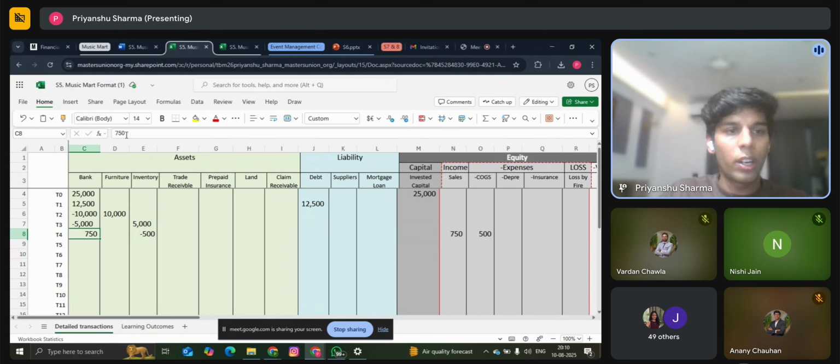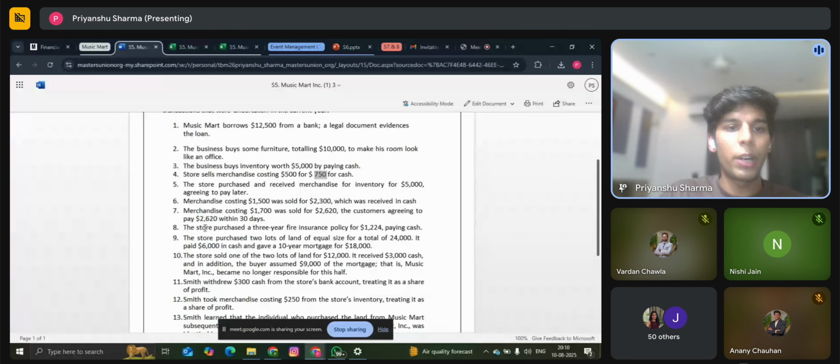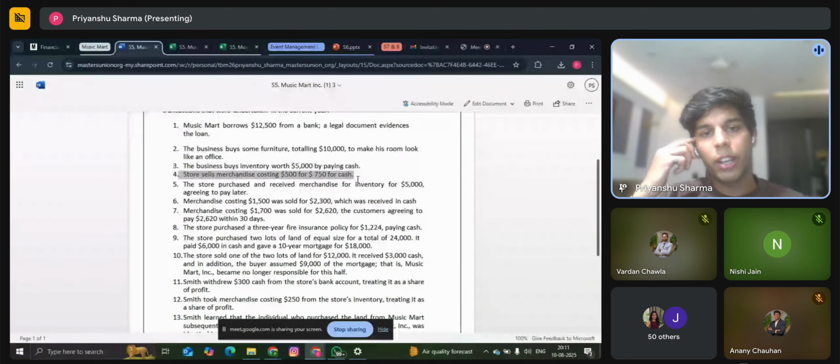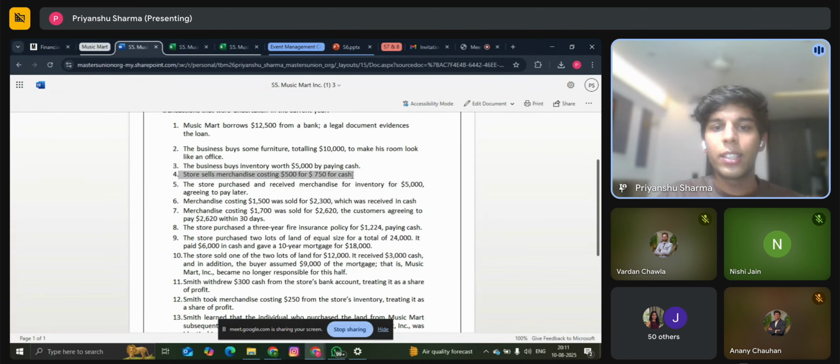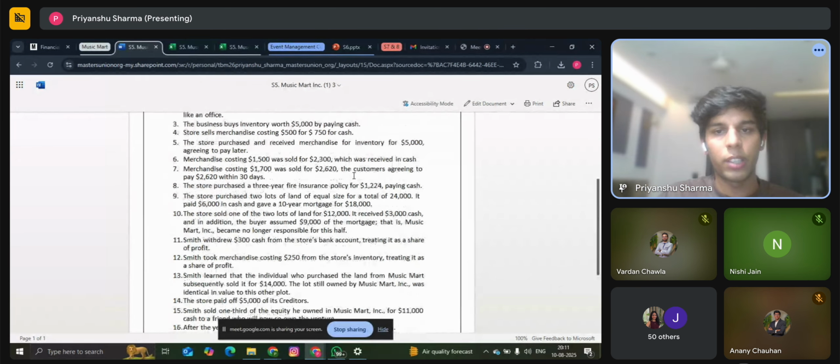So here we've recorded it first off in our bank, since we must have received cash for those sales, and we've deducted 500 from the inventory side because the cost of the goods that were sold was 500 to us. And secondly, in the income statement, we've recorded a sale of 750 rupees, while the COGS, that is the cost of the goods we have sold, was 500 to us. As was clearly mentioned in entry number 4, store sold merchandise costing 500 for 750. And since cash is given here, we've made the adjustment in the bank side.